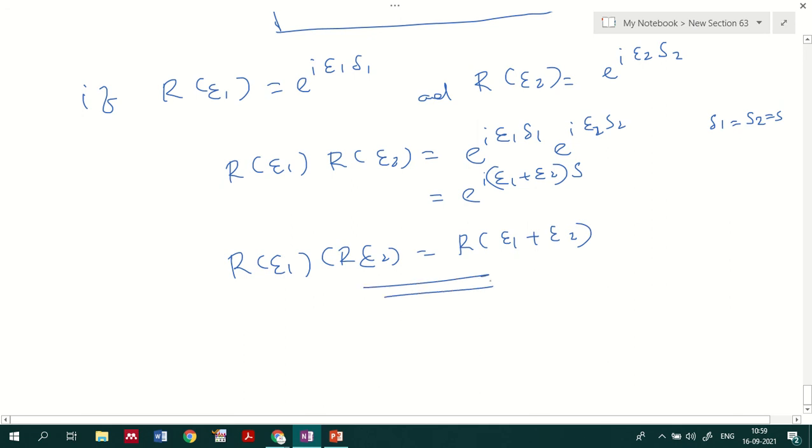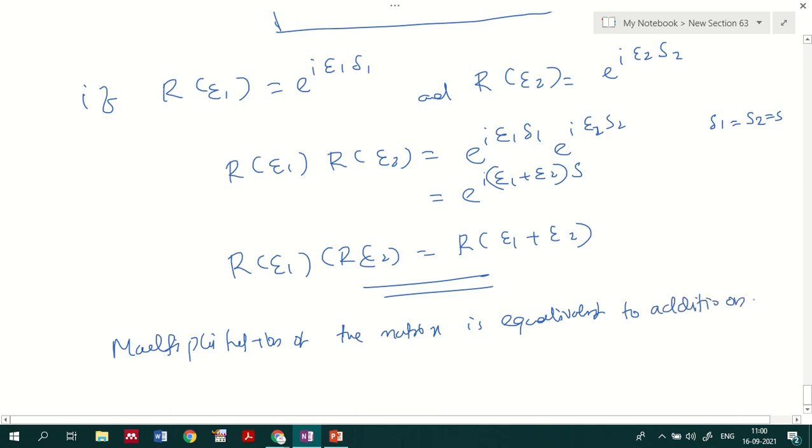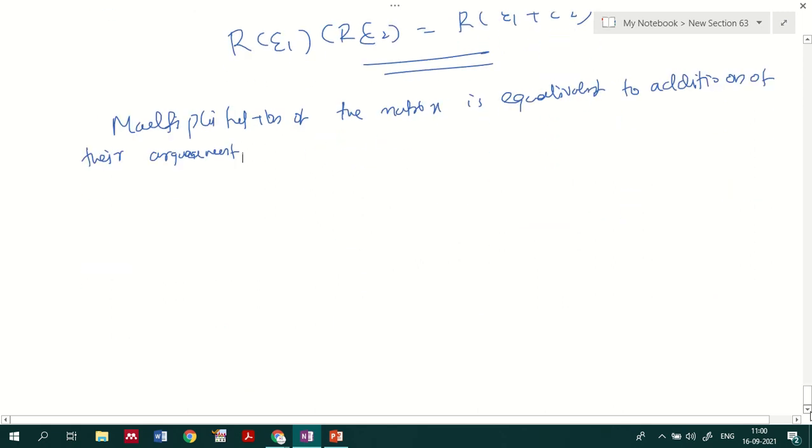So what it means is that the multiplication of the matrix is equivalent to addition of their arguments. We have said that it is an angle of theta representation, addition of its arguments. The argument of a complex value is basically the corresponding angle.